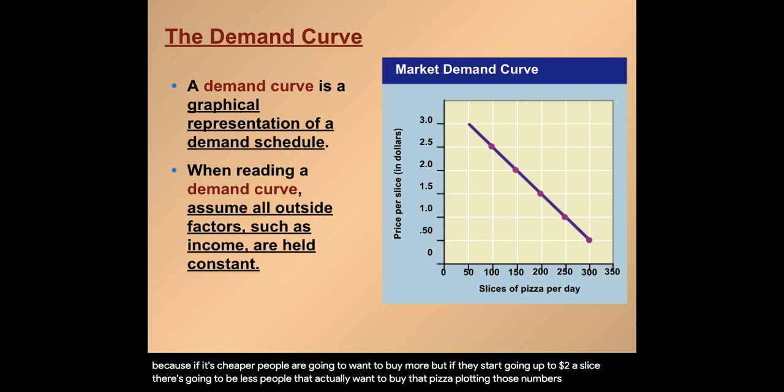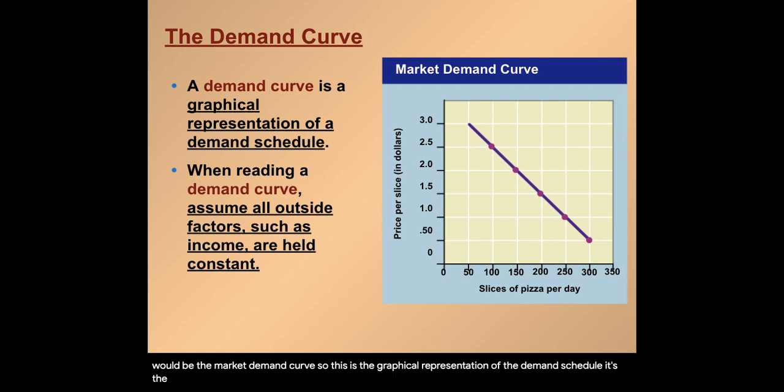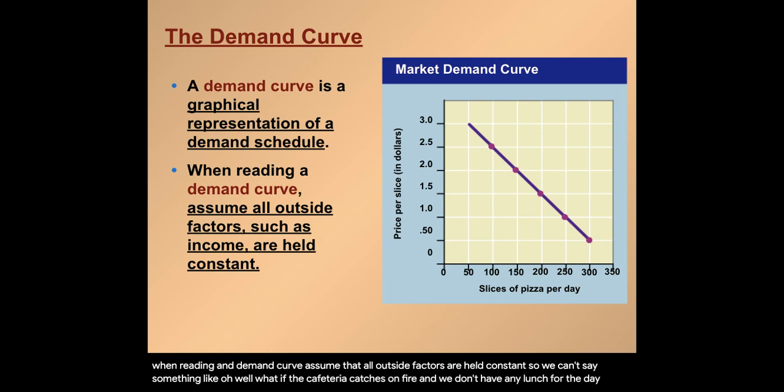Plotting those numbers on a curve would be the market demand curve. This is the graphical representation of the demand schedule. It's the exact same information, just displayed on a graph for people who like to visualize it this way. When reading a demand curve, assume that all outside factors are held constant. So we can't say something like, what if the cafeteria catches on fire and we don't have any lunch for the day? Then the demand for the pizza is going to go up. Well, we're not considering any of those things. We're assuming that all outside factors are held constant.